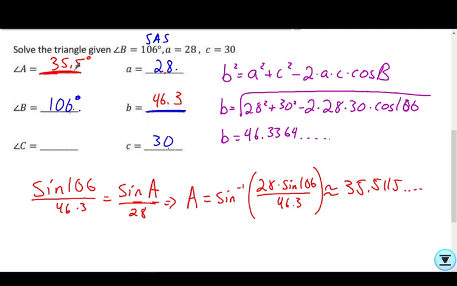And again, because we have two angles, subtract them from 180, and that means angle C is 38.5 degrees. And always double check to make sure that your solutions make sense, and they do. So smallest side is 28, smallest angle. Biggest side length, biggest angle. And 30 and 28 aren't very different, so notice their angles aren't very different. 38.5 versus 35.5. So our angles make sense. Always double check.